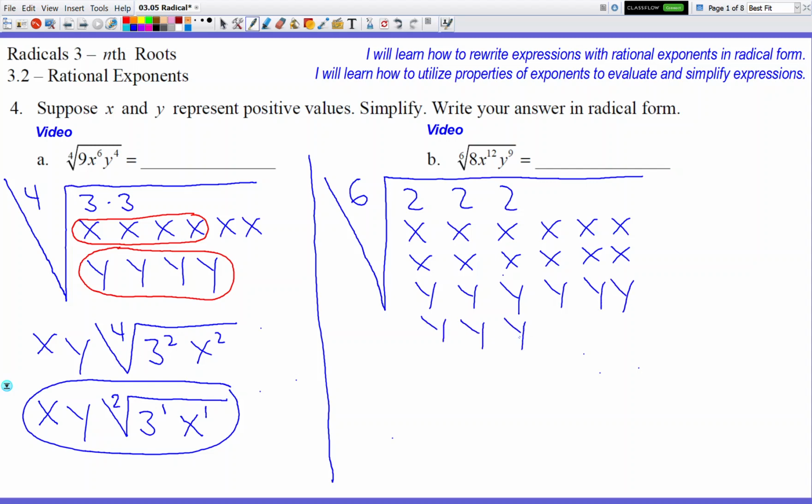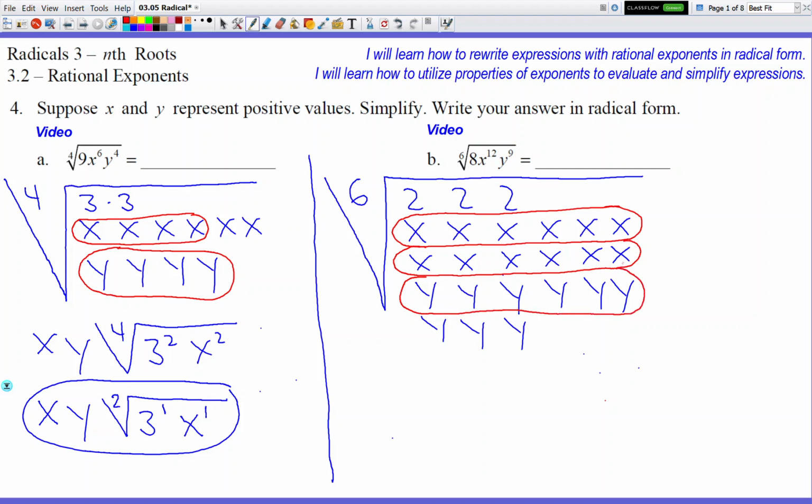Okay, so let's circle things that match. I'm looking for 6 things that match. So I got 6 x's right there, so I'll circle that. I got another 6 x's, so I'll circle that. And I got 6 y's, so I'll circle that. And I don't have any more y's.